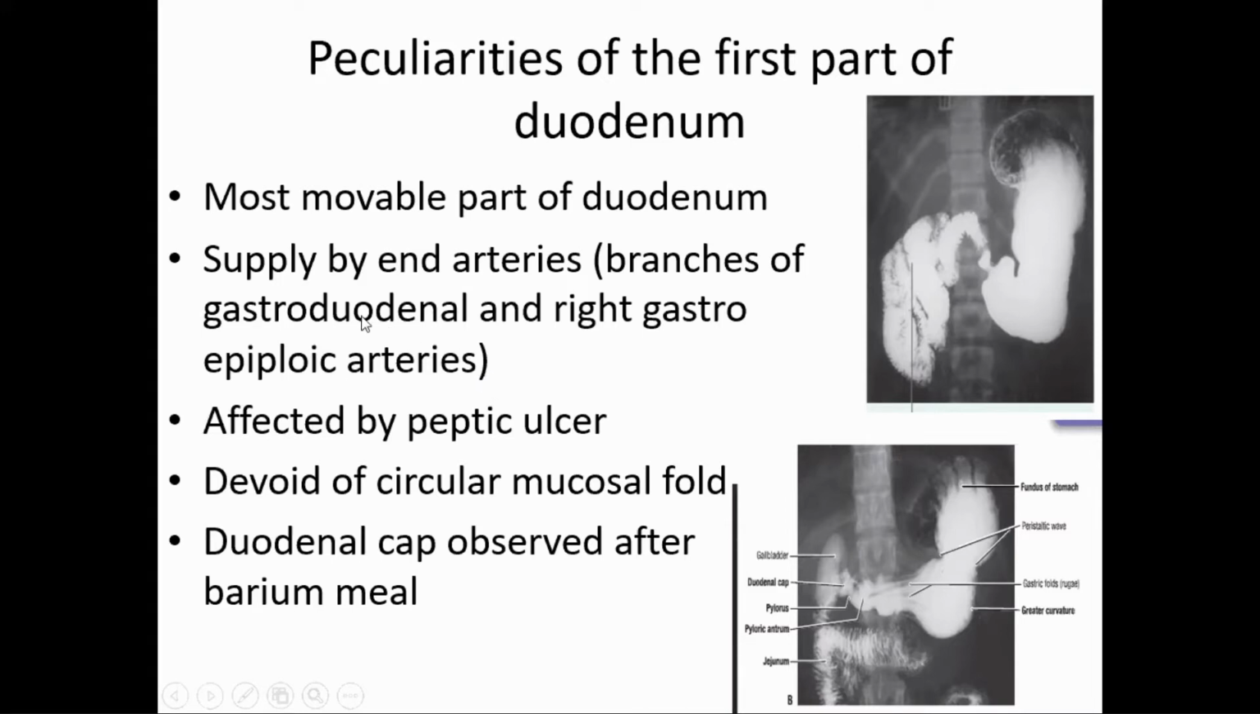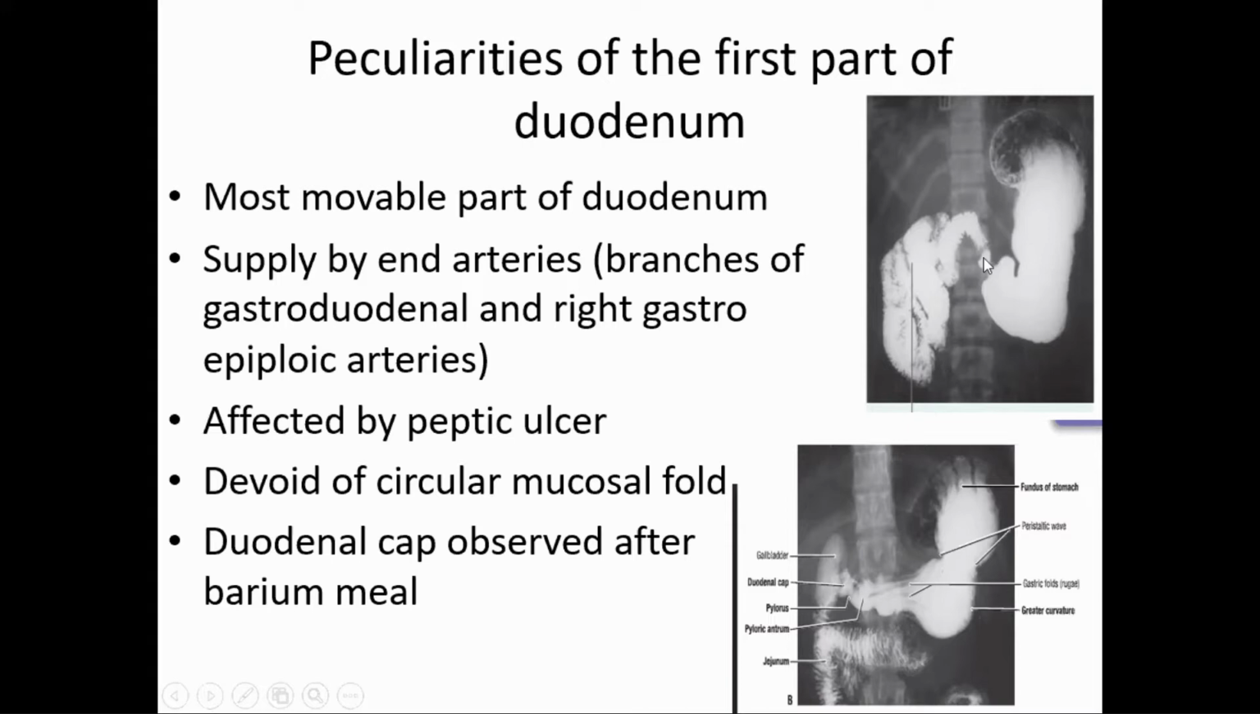The branches of the gastroduodenal are the supraduodenal and the retroduodenal arteries. And the branch of the gastroepiploic artery is the infraduodenal artery. It is affected by the peptic ulcer and it is devoid of the circular mucosal fold or the plica circularis. See, here this is the first part of the duodenum. It is devoid of the valve of Kerckring or the plica circularis.